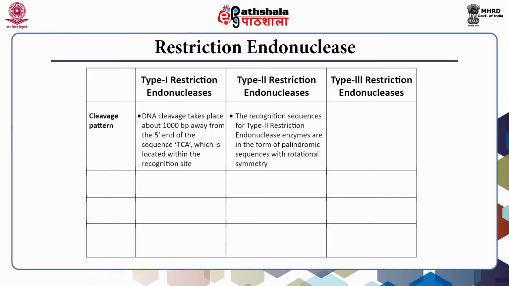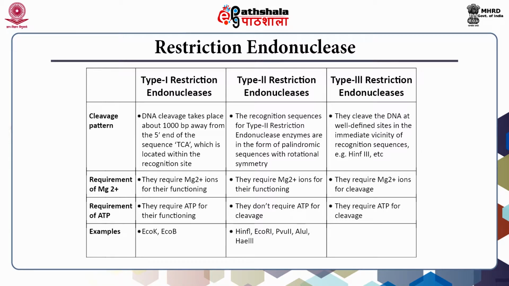Type 3 restriction endonuclease cleaves the DNA at well-defined sites in the immediate vicinity of the recognition sequence. Example is HinP3. Restriction enzymes require magnesium ions and ATP for their functioning. Type 1 and type 3 restriction endonucleases require both magnesium ions and ATP for their functioning, whereas type 2 restriction endonucleases require magnesium ion and do not require ATP for their functioning.